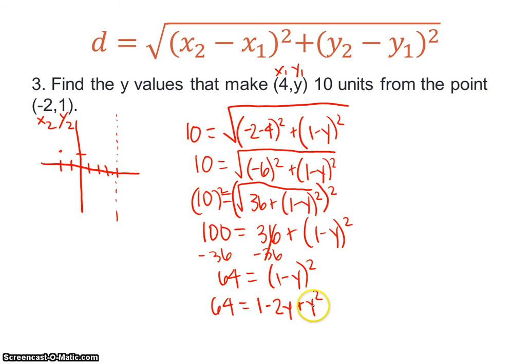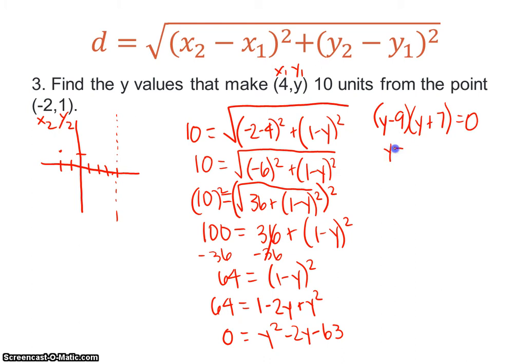Now I'm going to write this in standard form and set it all equal to 0 at one time. So we get 0 equals y squared minus 2y, and now I'm going to subtract the 64, so we get minus 63. So now here we have a nice quadratic, which means we're going to get two possible solutions, and we're going to factor it. So we want something that multiplies to get negative 63, but adds to get negative 2. So if we think about that, we should get (y minus 9) times (y plus 7). Set it equal to 0, so we get y equals 9 and y equals negative 7.